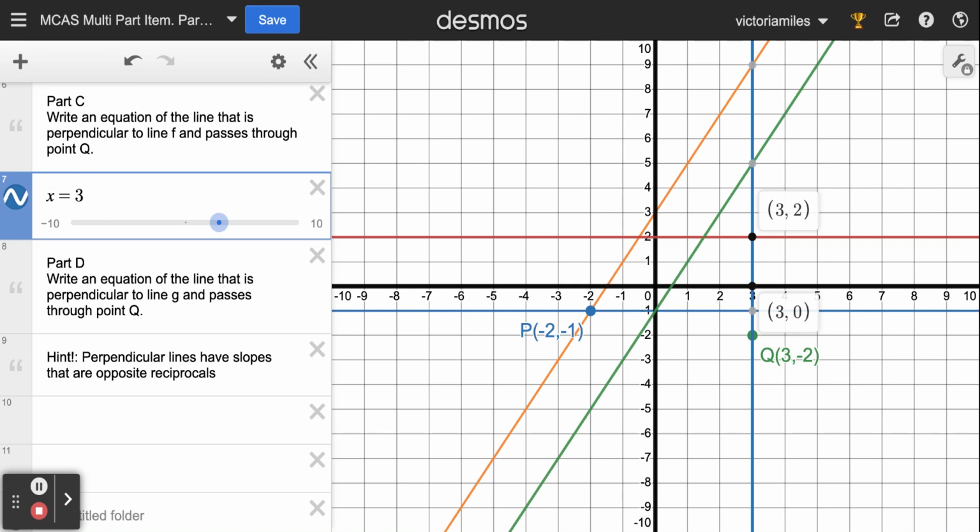How did I know that it starts with x equals? Use words like horizontal, vertical. Talk about the slope, that vertical lines have undefined slopes if you want to.